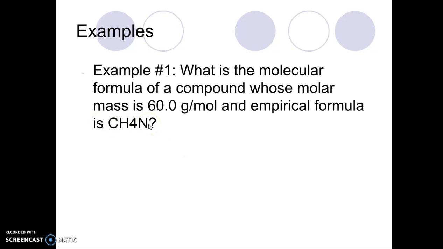And so my molecular formula would then be C2H8N2. If I ended up with 60 divided by 20 and ended up with 3, then I would have C3H12N3. So I want you to try to work through these examples.